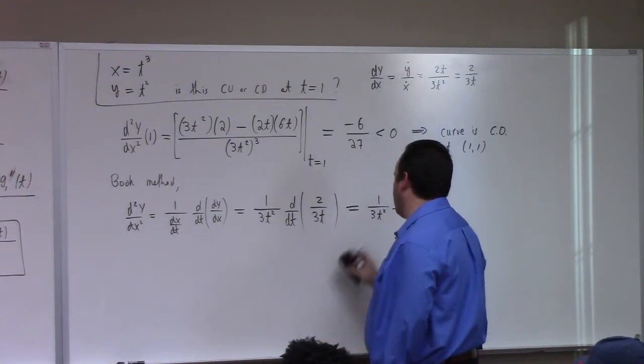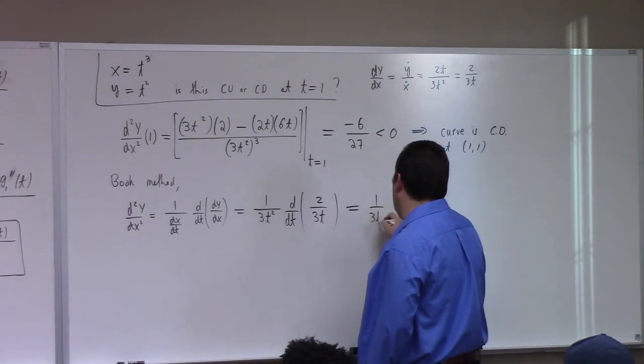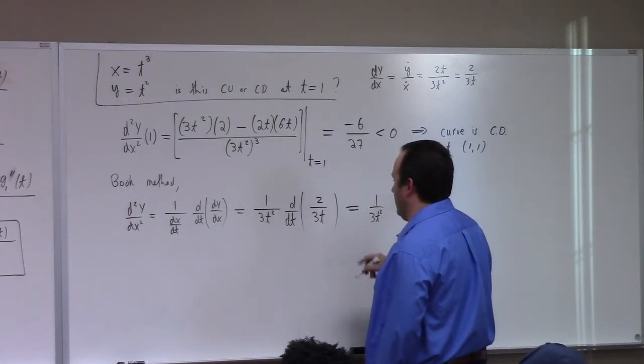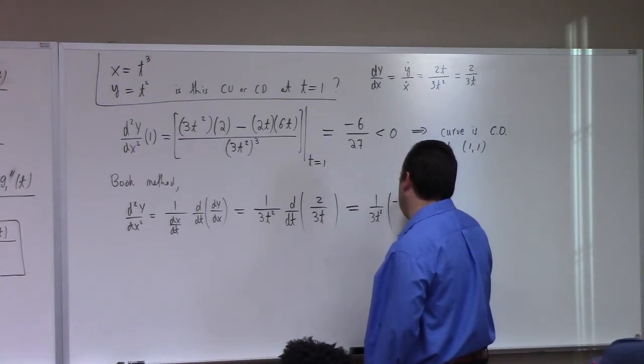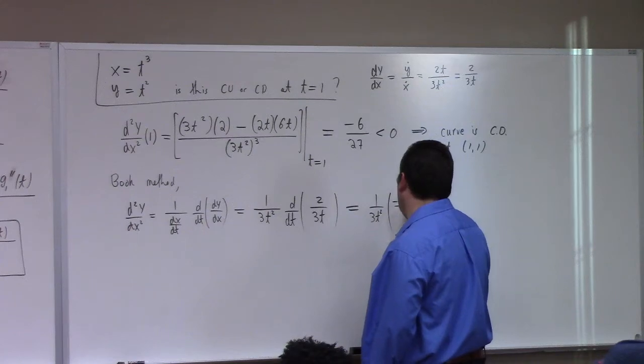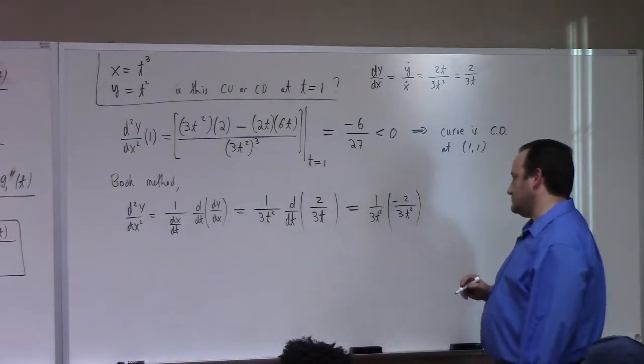I'm just writing it down again. Let's actually do it. 3t squared, what we got here? Minus 2 over 3t squared, I believe. Which is what?